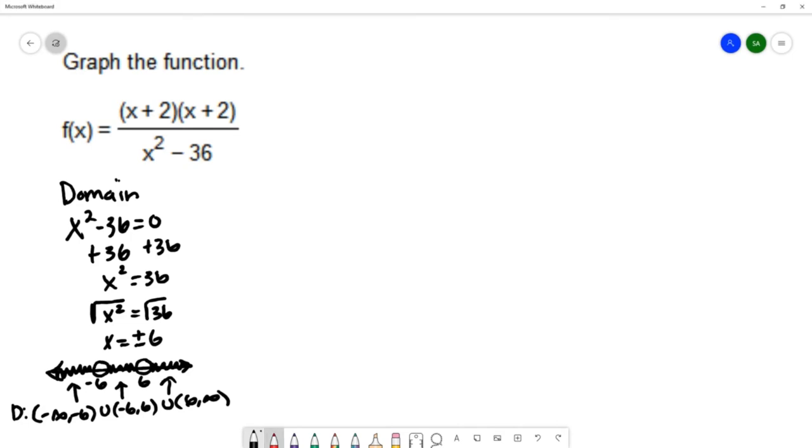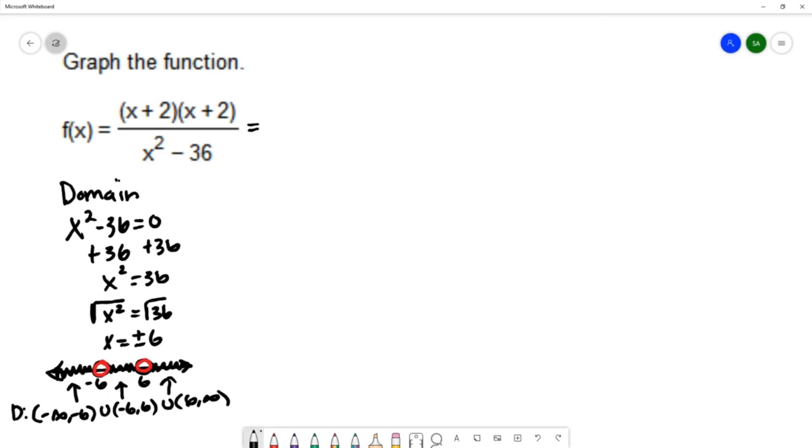So now that we've identified these restricted values of -6 and +6, I want to know what kind of restricted values they are. So they can be holes in the graph or they can be vertical asymptotes. I want to know which one is -6. Is it a vertical asymptote or is it a hole in the graph? Same thing with 6. And the way that we determine that is by writing our function in factored form.